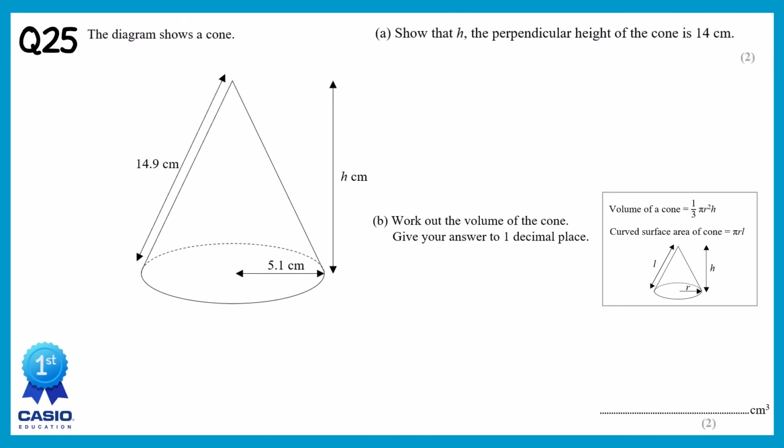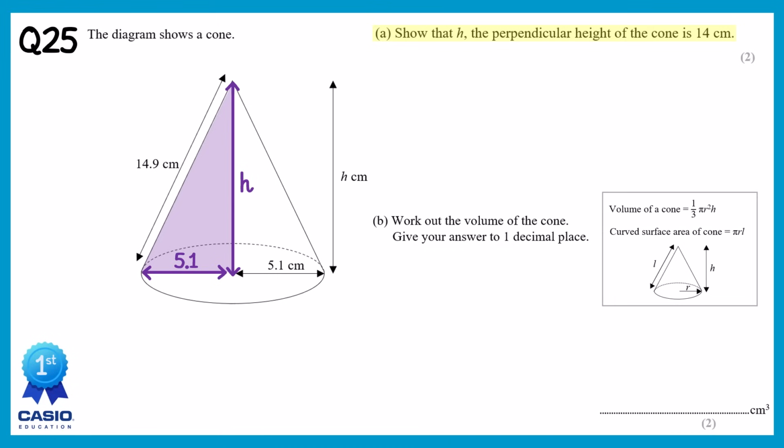In this question, we need to show the perpendicular height of the cone is 14 centimeters. If we write the height of the cone in the middle like this, and mark on another radius at 5.1 like this, you can see we form a right-angled triangle. This means we can use Pythagoras to find the value of h.